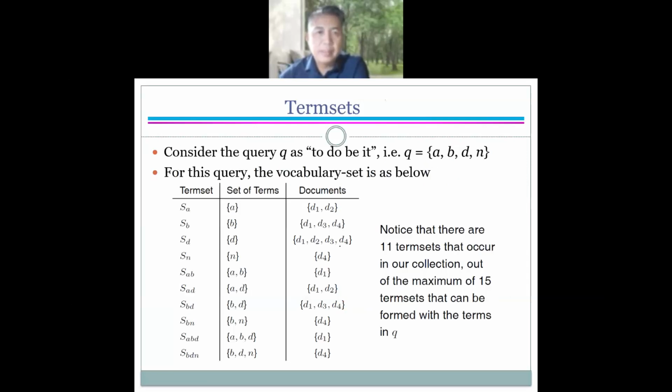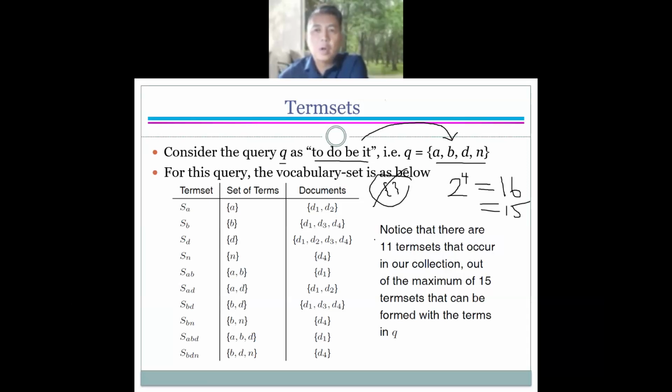Let's suppose we are looking at this query. We have query Q, and our query is "to do be it". When we transform it into symbols, we have A, B, D, N. So our query consists of 4 terms, which is considered as one term set. The possible number of combinations will be 2 to the power of 4, so we have 16 possible combinations. The first one, the empty set, we will not consider, so we are left with 15.